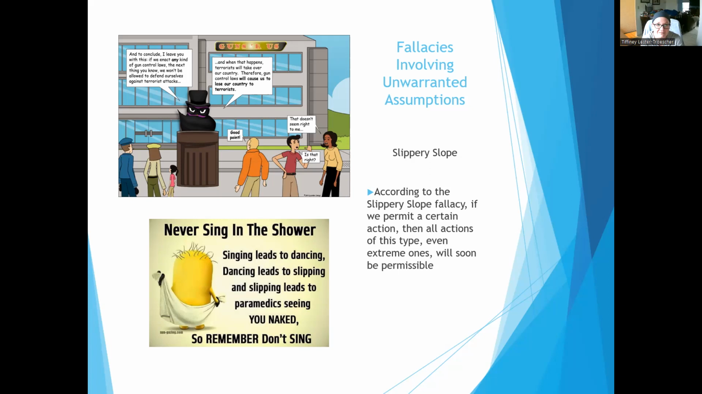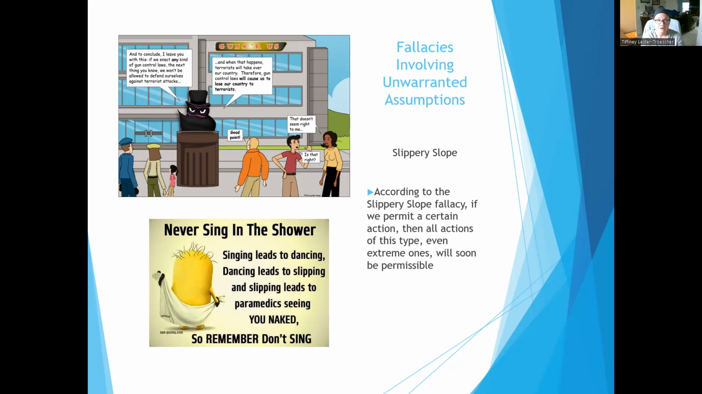Slippery slope. Right? If we let one thing happen, we give an inch, they'll take a mile. And I'm not going to say that that never happens, but there's no proof. There's no way to say that that's actually accurate. It's a fallacy to support an argument with that reason.